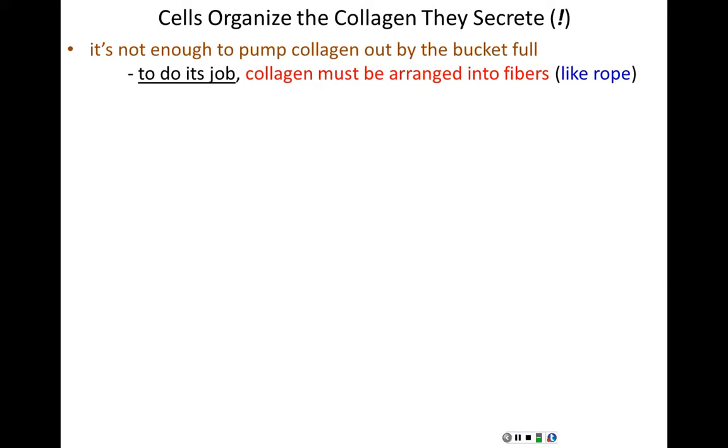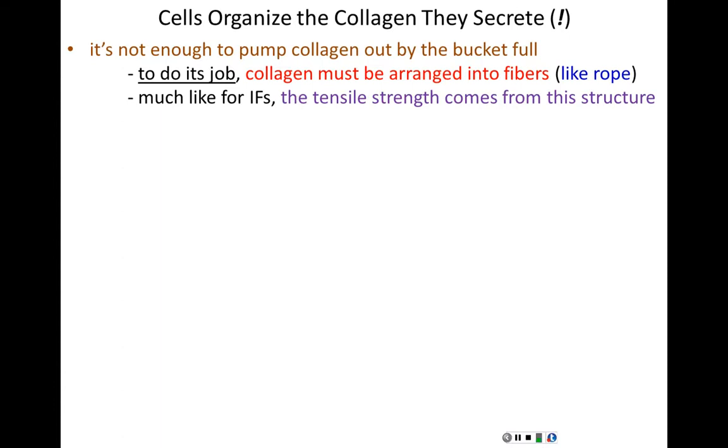So it's not enough to just spill collagen out of the cell. It's not enough to just do exocytosis and keep dumping collagen out into the extracellular environment. That's not what an ECM is. Cells also have to organize the collagen that they secrete. To do that, you have to pull the collagen into fibers, like rope, to give it that tensile strength.